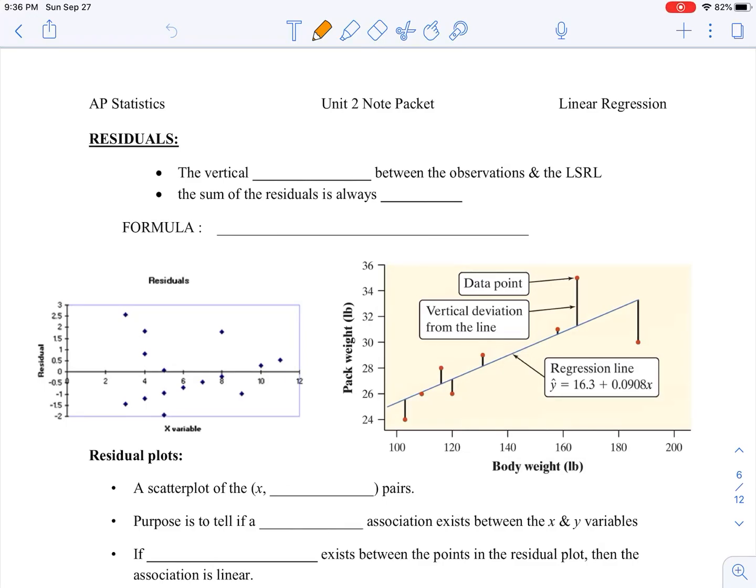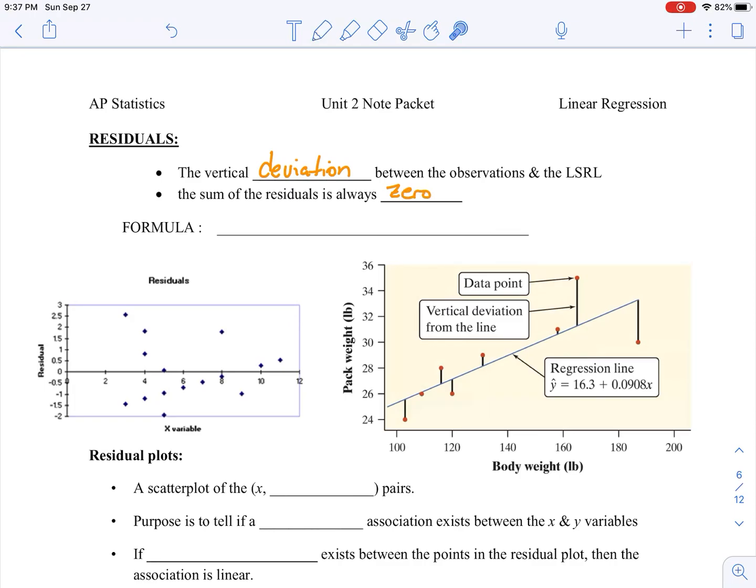Okay, so our next little segment here is going to be over residuals. Again, if we had a definition for residuals, which is what we do right off the get-go here, it is going to be the vertical deviation between the observation and the least squares regression line. And if I had to sum all the residuals, the sum is going to be 0.